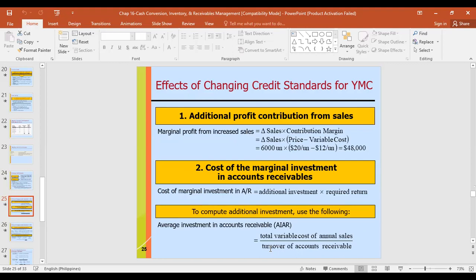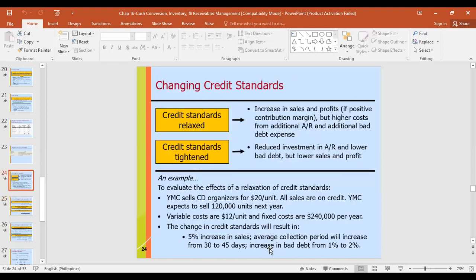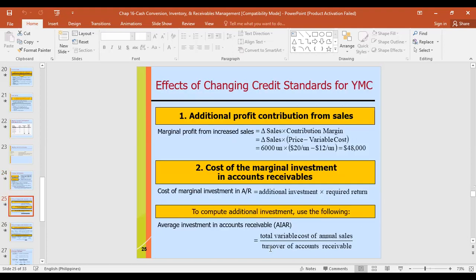Take note, this is additional investment. So we look into the 5% increase of sales. So that's 6,000 times the $12 per unit. So that's 72,000. So 72,000 divided by that, that's 8,876.71. That's our additional investment or cost of the marginal investment in accounts receivables.